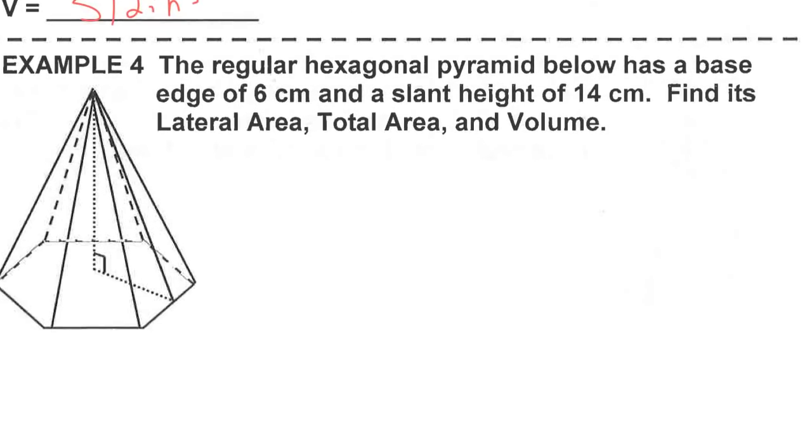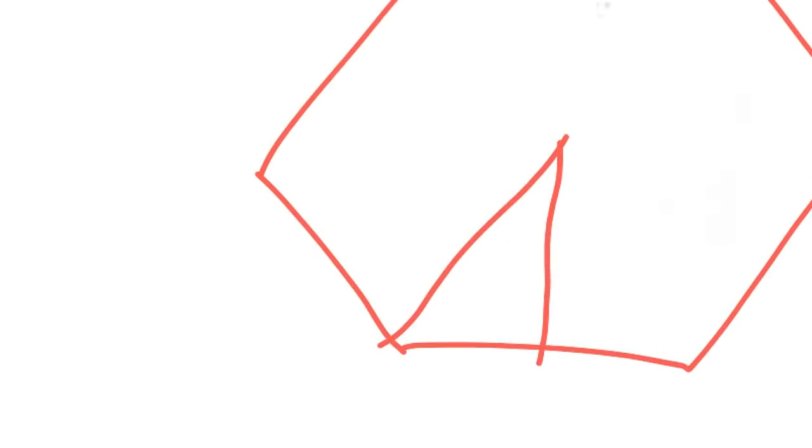The last one, just be careful because remember the base is a hexagon. So when you're finding the apothem, it's a 30, 60, 90. So you might just realize that that's the x square root of 3 side, that's the x side, that's the 2x. So be careful if you try those out.